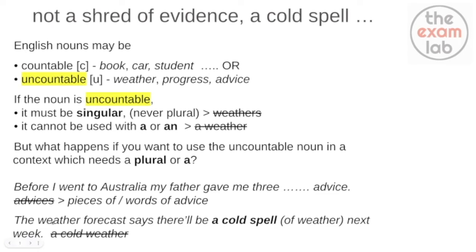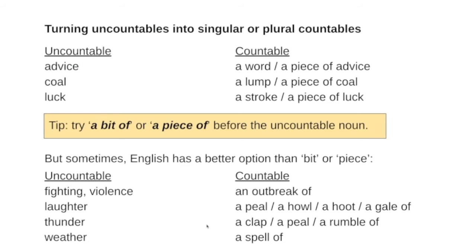Look at the second example here. The weather forecast says that there will be a cold spell next week. So a spell is a period of time. A cold spell will be a period of days of cold weather. You can say a cold spell of weather, but it's not necessary to repeat of weather. And so this is how, again, you can talk about weather by using a unit, a cold spell, rather than being stuck with the problem of weather. So the video today is talking about this. How do we take the uncountable and turn it into a countable singular or a plural countable?